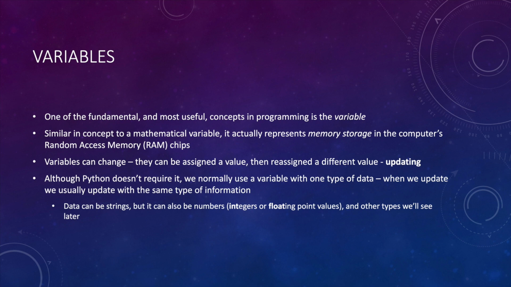A variable, unlike a math variable, can hold different kinds of data. For example, the string literals that we saw in the previous lecture, those can be assigned to a variable. And we'll see that in a demo in just a couple of minutes. So data can be strings, data can be numbers. Numbers can be integers, or they can be floating point values. Integers, of course, have no fractional component. They don't have a decimal point. Floating point values have a decimal point and a fractional component. There's a whole bunch of other types, but we'll see them later. We're not going to worry about those right now.